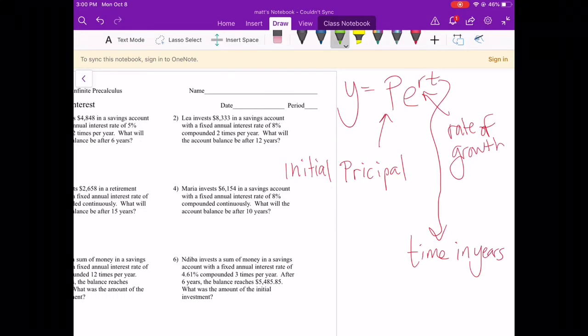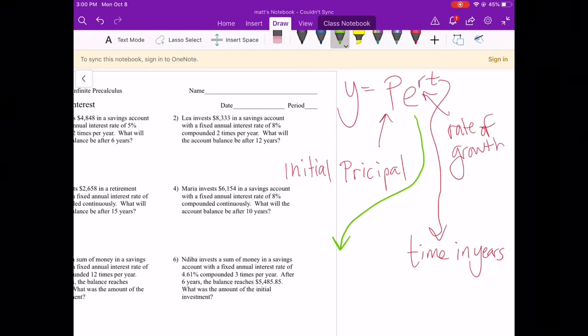Now, E is not a variable. Let me repeat that. E is not a variable. E is a naturally occurring number, kind of like pi, that every single one of these continually compounded interest problems have in common. They all have that naturally occurring ratio. It's an irrational number. It can be found on your calculator.